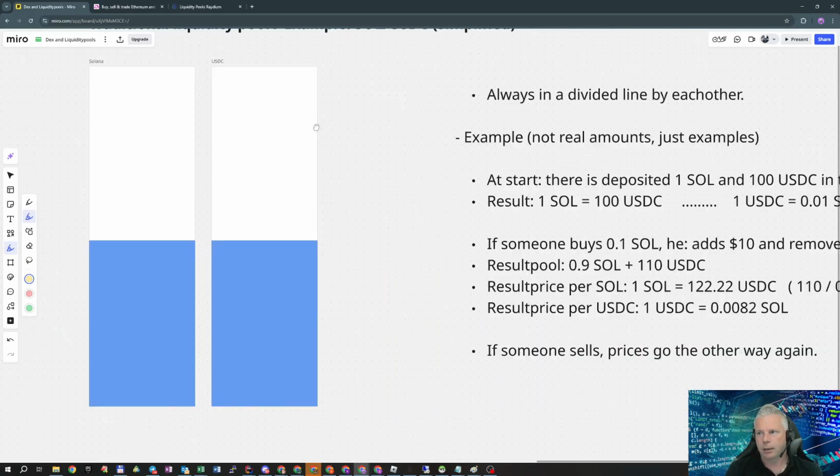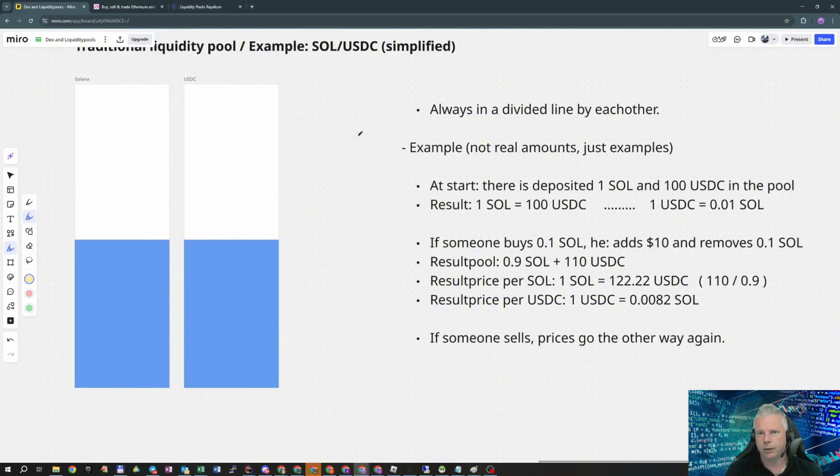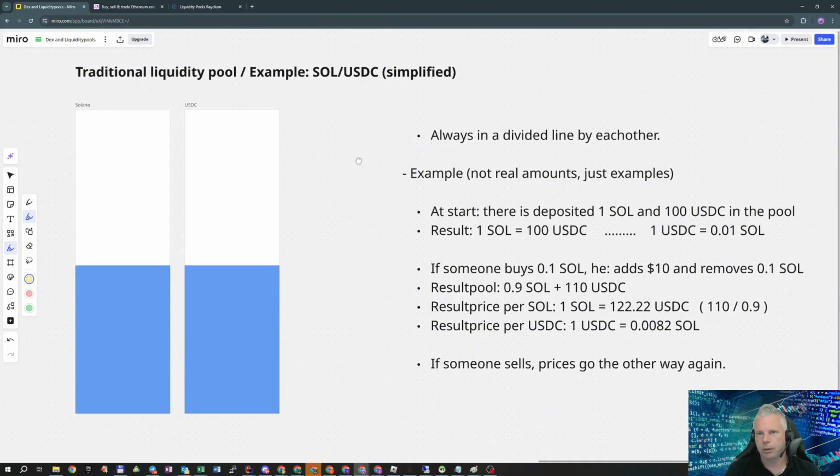Like we're going here. I prepared this a little bit. I'll show you that in a normal liquidity pool, if we would start a new pool, a new combination, let's say Solana against USDC. We're going to do a simplified version here, of course, but the principle should be clear if you have watched this for the coming 5 to 10 minutes.